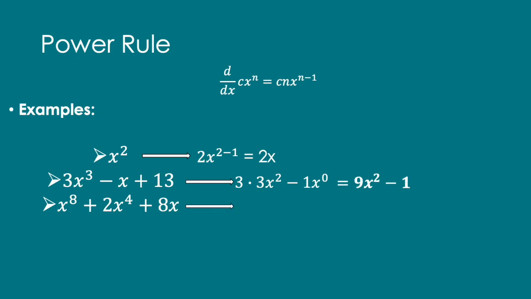Now we'll do the final example. And the x to the power of 8, 8 comes down, 7 is a new power, 2x to the power of 4, 4 comes down, 3 is a new power, and 8x, 1 is the power for that one, 1 comes down, and then the x to the 0 is just 1, remember? So we simplify this and get that.